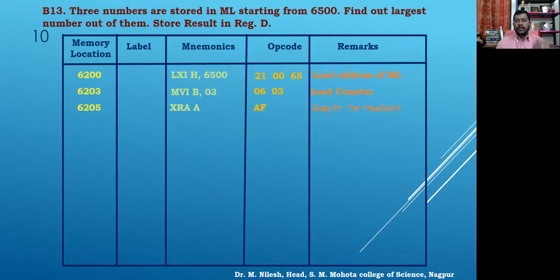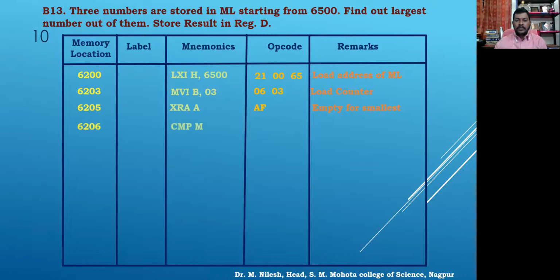Now we are going to compare with the smallest number that is in the accumulator. Even you can load the first number first, that is MOV A, M, so that the first number is loaded into the accumulator directly, and then we can compare that number with another number. That can also be done. Instead of using XRA A, we can use MOV A, M. But here with XRA A, I have made it 0. Then I'm starting the main program from here.